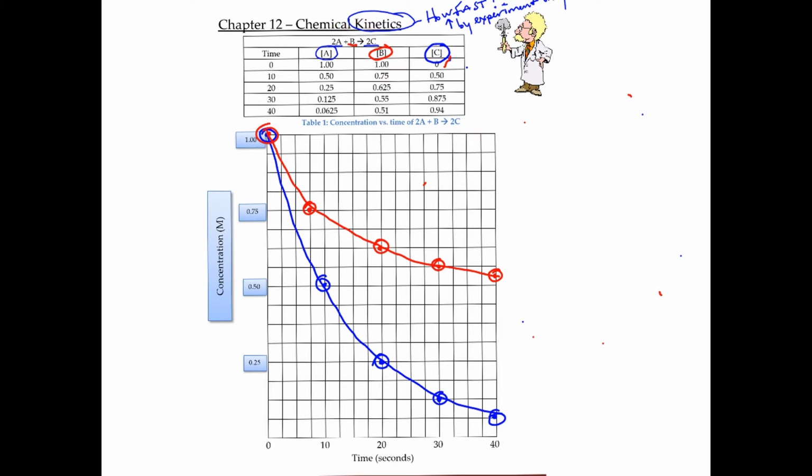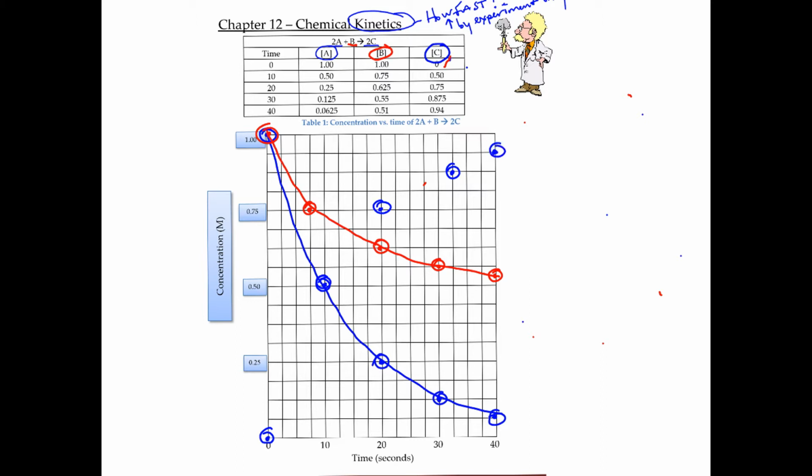So let's graph the letter C. And letter C is going to start off at 0 in the beginning. And then after 10 seconds, it's going to be at 0.5. That's also going to be the same dot right there. And then it's going to be at 0.75 at 20 seconds. So we're going to put a dot right here. And then it's going to be at 0.875 at 30 seconds, which is going to be about here. And the last one is going to be at this point right here at 40 seconds.